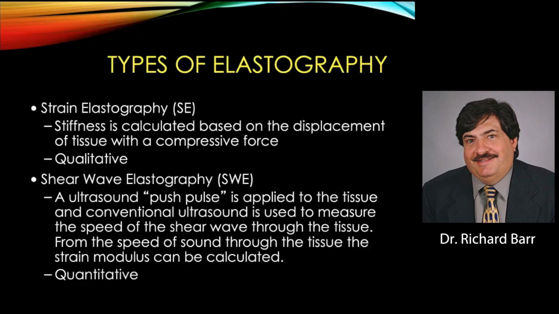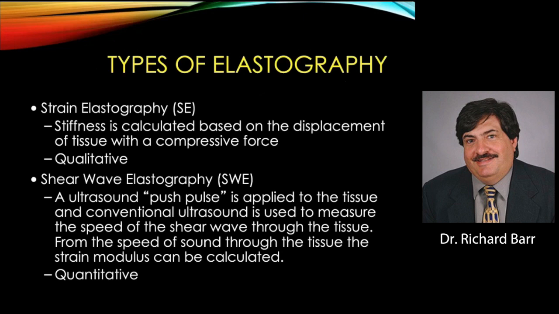There are two types of elastography: strain, where the stiffness is calculated based on the displacement of tissue with a compressive force. It's qualitative, so we don't know exactly how stiff something is, but we know how stiff it is compared to other things in the field of view.